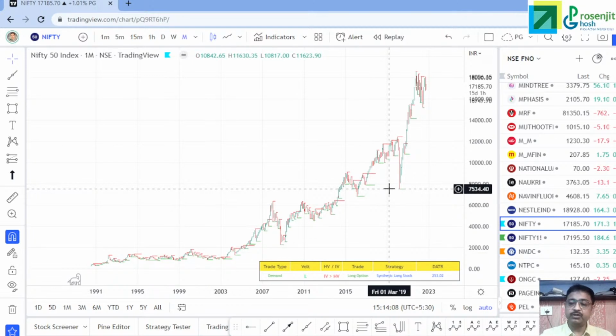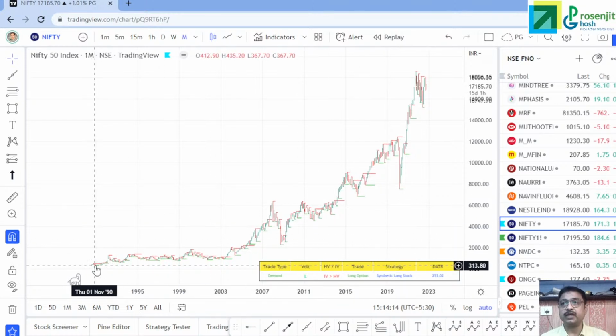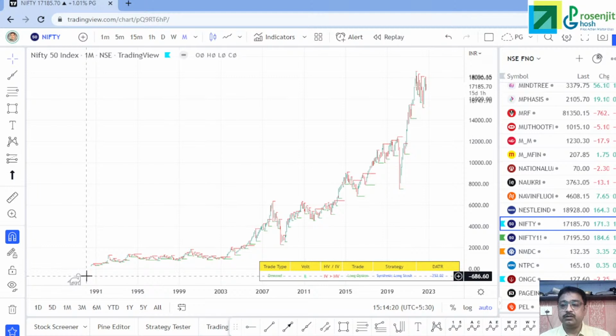The first thing we will do is zoom out the chart and start our analysis from the starting price which is available in this chart. So we will first try to find out the true trend of the Nifty.